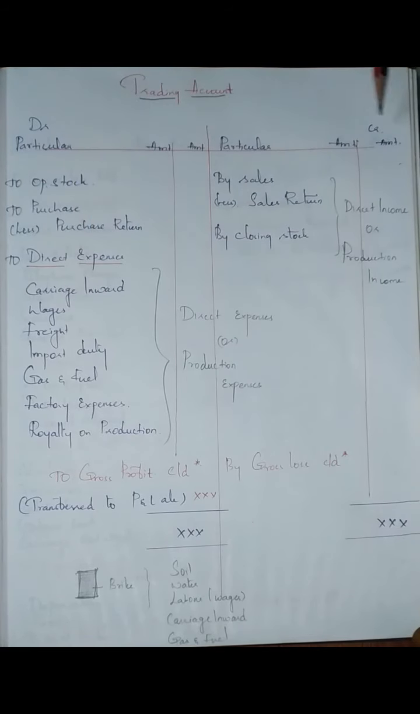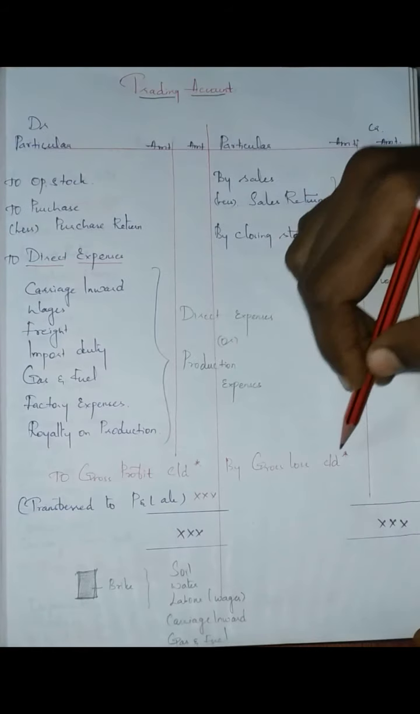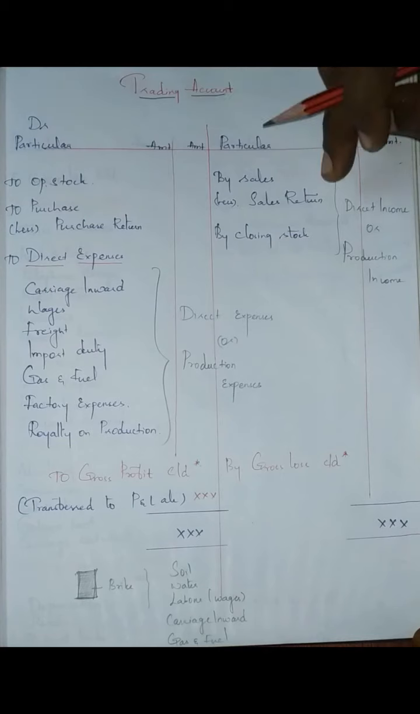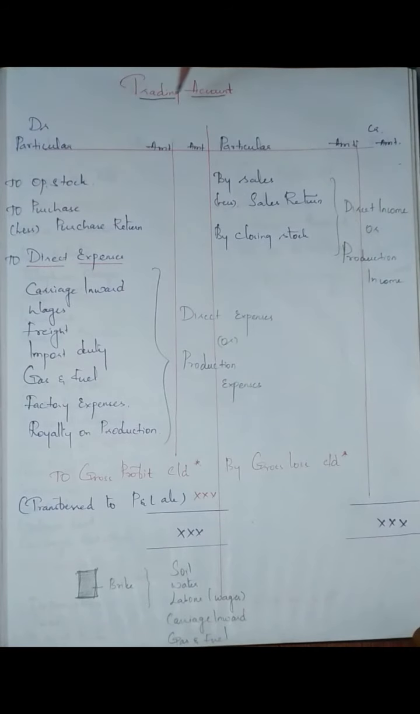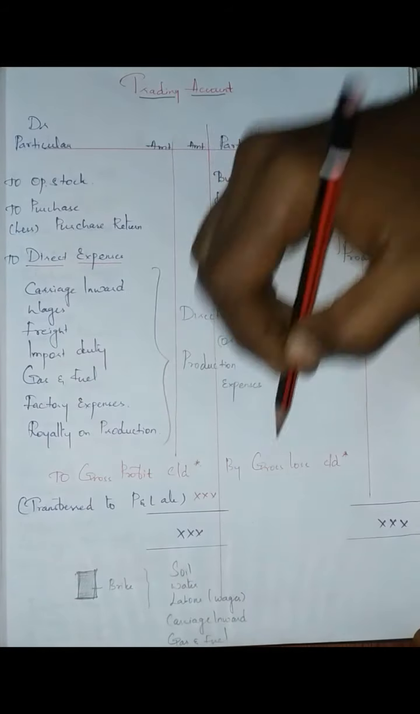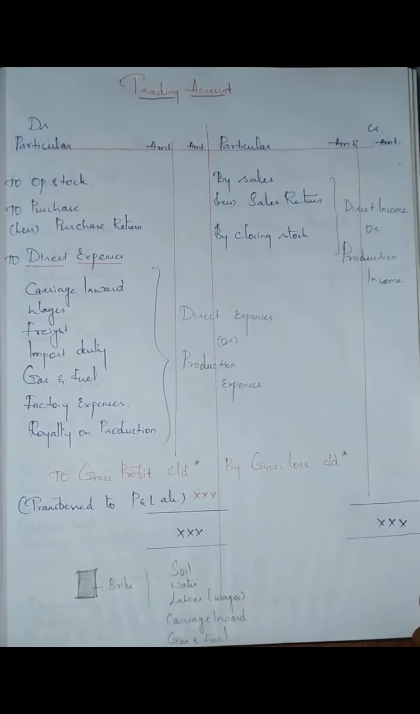Meanwhile, on the credit side, by sales less sales return and by closing stock, which are all incomes belonging to the particular product. That's why it's called direct income or production income of the business. Finally, we get the gross profit or gross loss. If expenses are more than income, it means gross loss. If income is more than expenses, it means gross profit. So by calculating the trading account, we can get the gross profit or gross loss of the particular business.